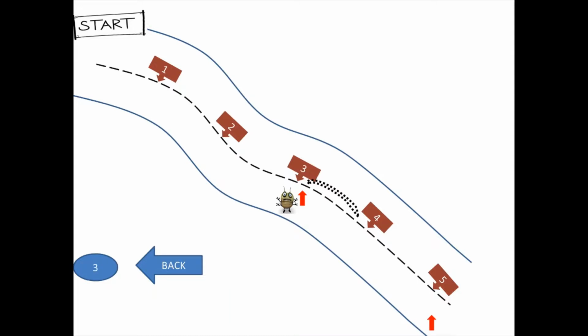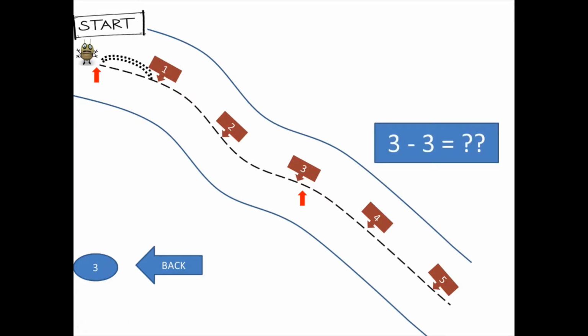Okay, now the spider is at 3 and he has to go back 3 more kilometers. So again he starts his journey. 1, 2, 3. Okay, so now will you help me to write it in mathematics? He was at 3 kilometer milestone initially. Okay, and how many kilometers he went back? 3 kilometers. So we'll write 3 minus 3.